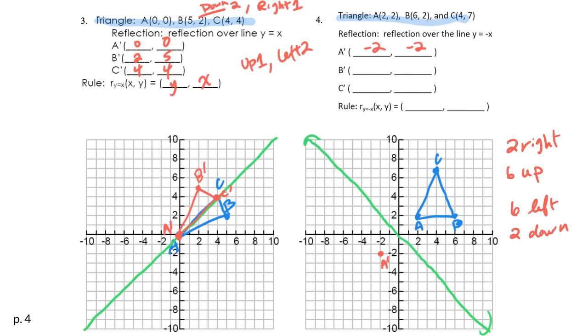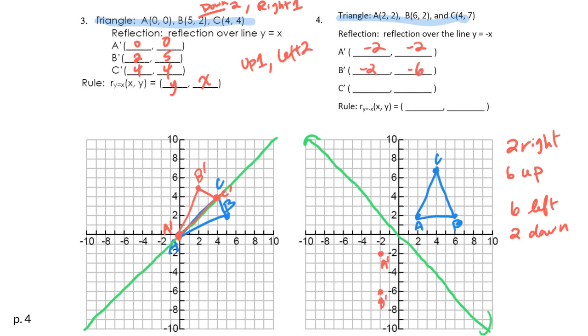So let me just find that point again. So it was right over here. And so I'm going to go 6 left. So 1, 2, 3, 4, 5, 6, and then 2 down. 1, 2. And this is going to be my new point for B prime. And so that coordinate is negative 2, negative 6.